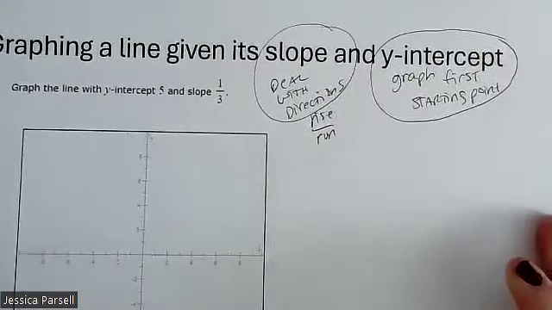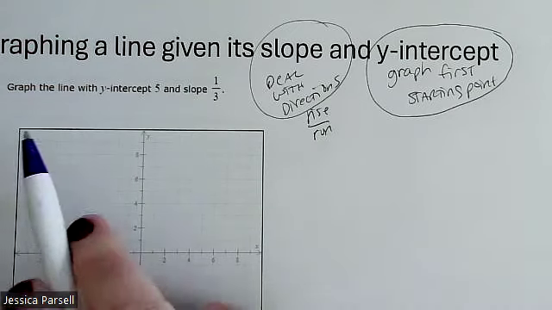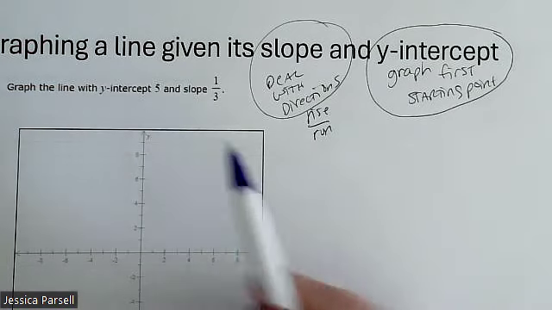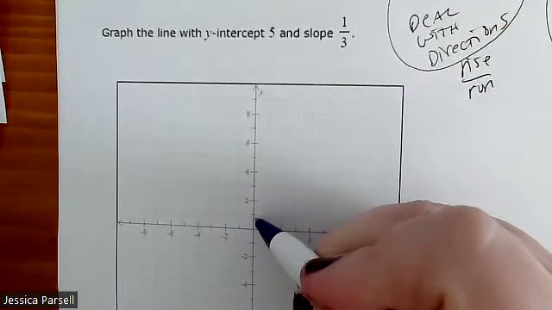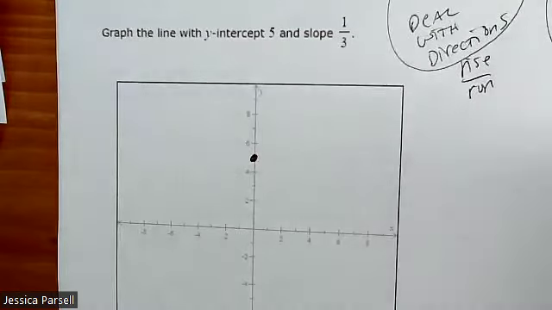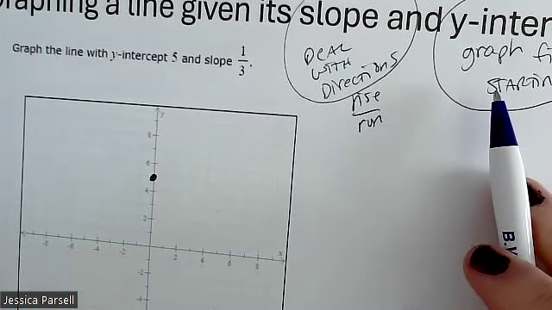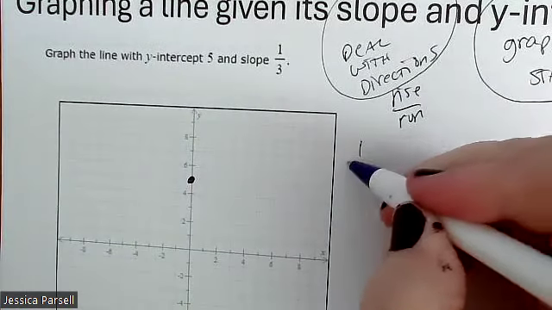Okay, so let's do the easy part first. Let's find our y-intercept. So the y-intercept says it crosses the y-axis at 5. Well, let's go find that. So here's the y-axis, and here's 1, 2, 3, 4, 5. So we're going to call this your starting point here. Now your slope is 1/3. So let's put that over here.